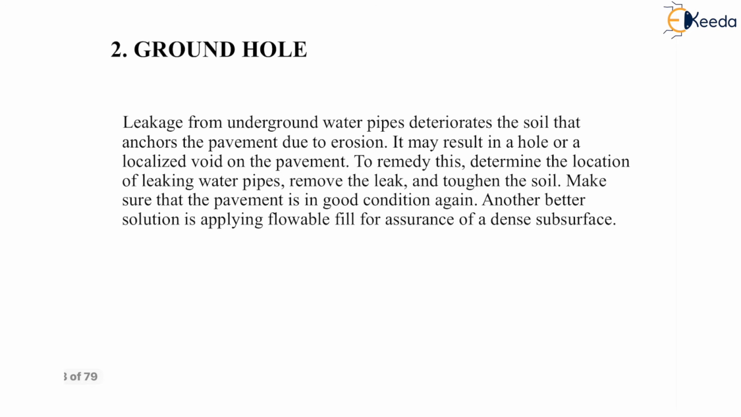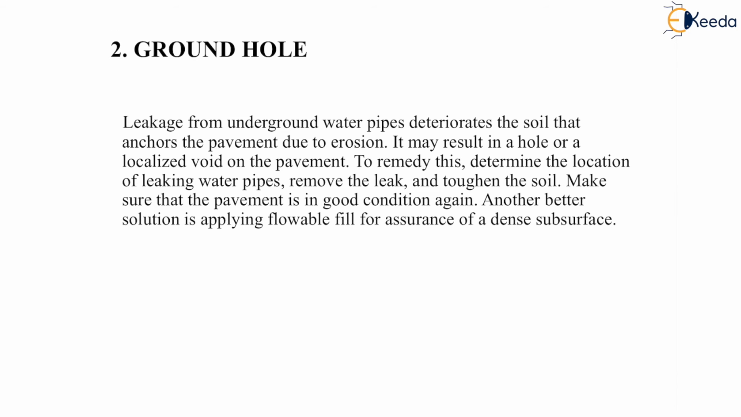The next one is the ground hole. Leakage from underground water pipes deteriorates the soil that anchors the pavement due to erosion. Again, due to the underground water pipe, leakage will take place, and due to this leakage of water, erosion will take place, which will result in pavement failure. It may result in a hole or a localized void on the pavement. Due to this water from the pipe, a hole is created at the bottom of the pavement.